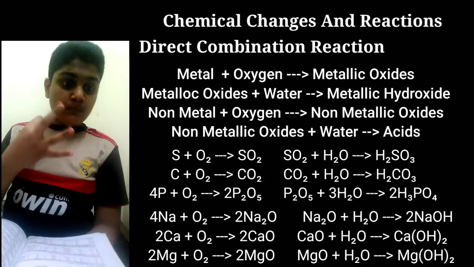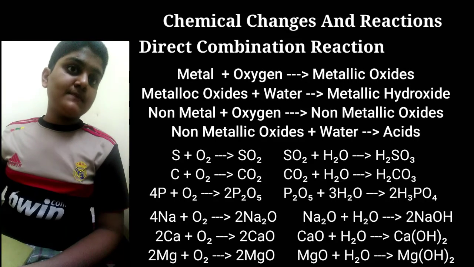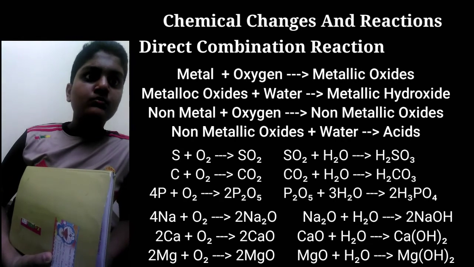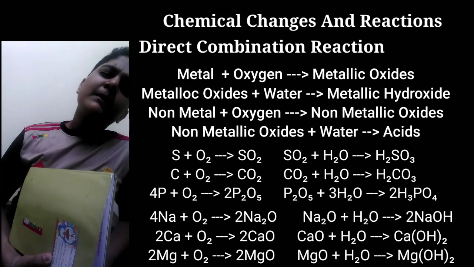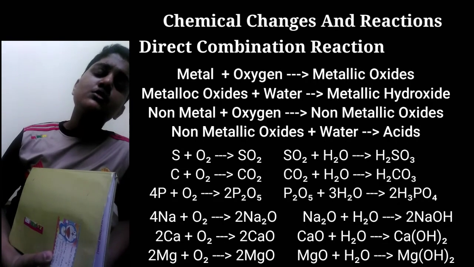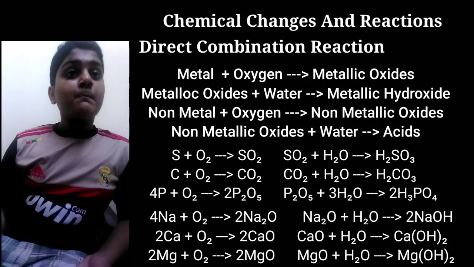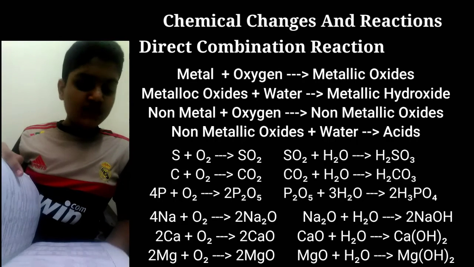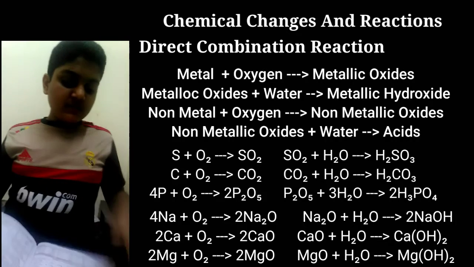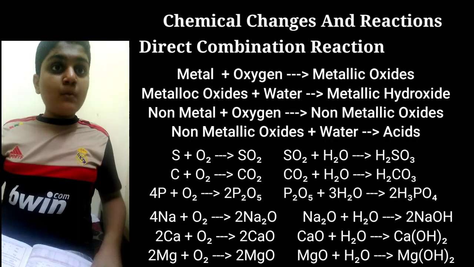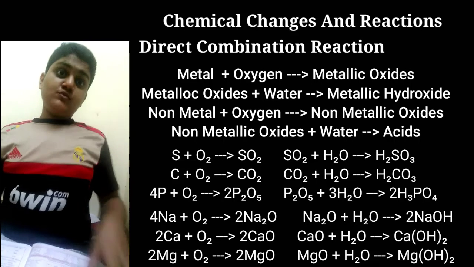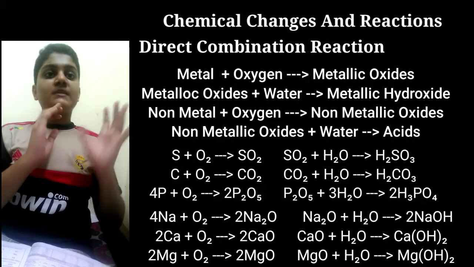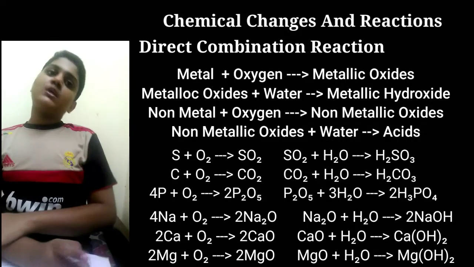There are three non-metals here also: sulfur, carbon, phosphorus. S plus O2 gives SO2. C plus O2 gives CO2. What about P plus O2? Is it PO2? No. It is phosphorus pentoxide, P2O5. S plus O2 gives SO2 and C plus O2 gives CO2, both of them balanced. But the third one is 4P plus 5O2 gives 2P2O5. Don't get confused. Here also, non-metal plus oxygen gives non-metallic oxide, or acidic oxide. If you treat that with water, you will get an acid.